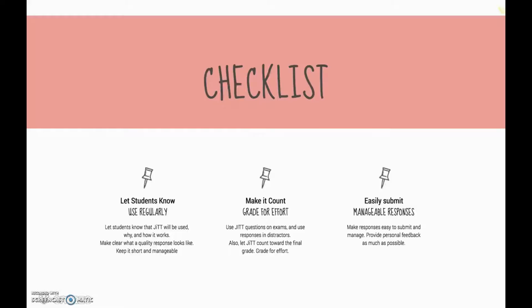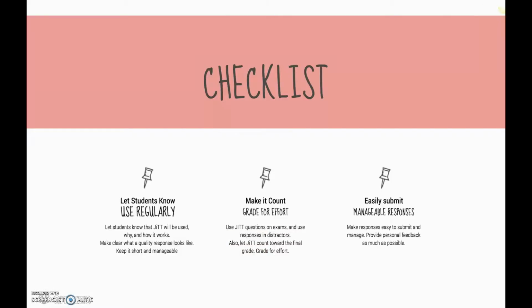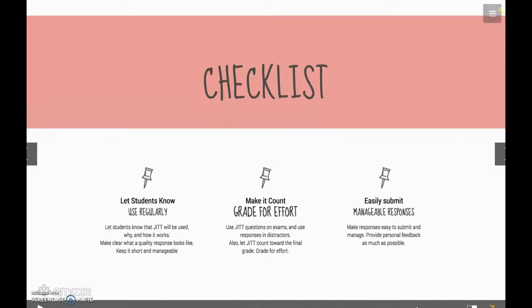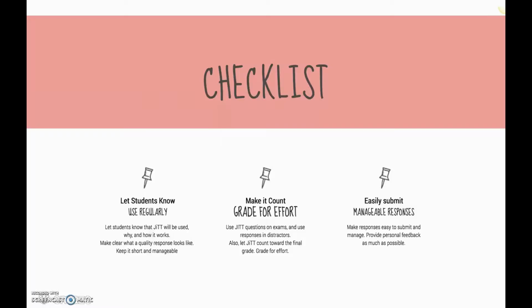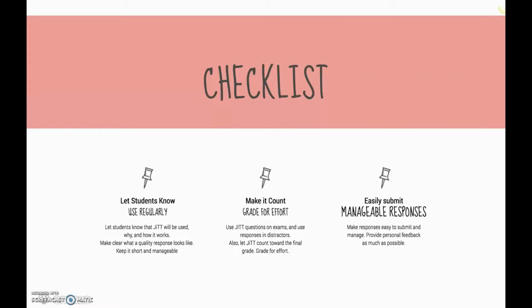So here's your checklist of recommendations to make the just-in-time instruction effective. Let students know that just-in-time will be used regularly, how it works, and make clear what a quality response looks like. Keep it short and manageable. Use just-in-time questions on exams and use responses as distractors. Also let just-in-time instruction count toward the final grade for effort. Make responses easy to submit and manage. Provide personal feedback as much as possible.